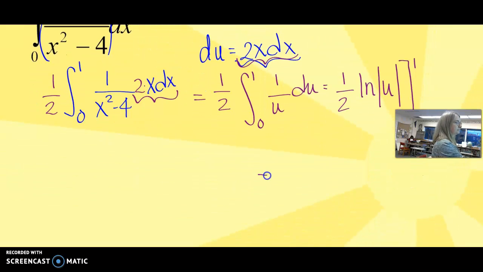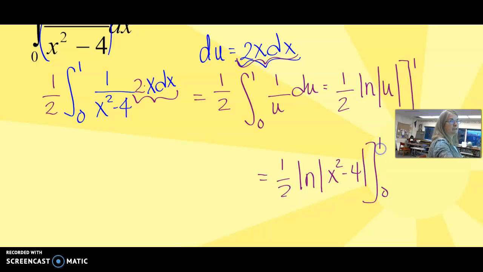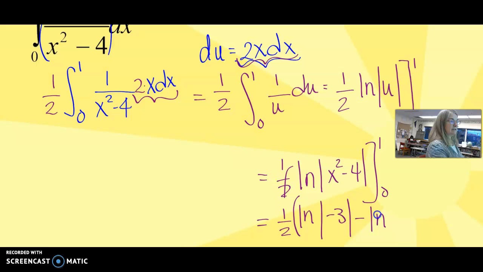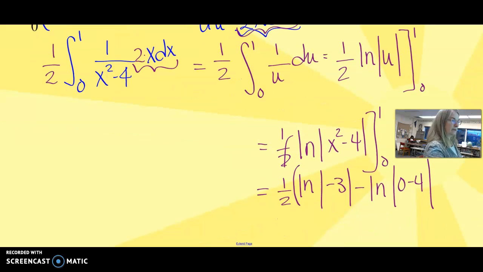So we have 1/2 ln, I'm going to throw in my u, which was x squared minus 4, from 0 to 1, and then that's going to equal 1/2 ln, if I put 1 in here, in absolute value, so if we didn't have the absolute value, I'd be in trouble here. 1 squared is 1, minus 4 is -3, and then minus, I'm going to have to multiply the 1/2 times this whole thing, so I'm going to put parentheses around that. ln of 0 minus 4, 0 squared.